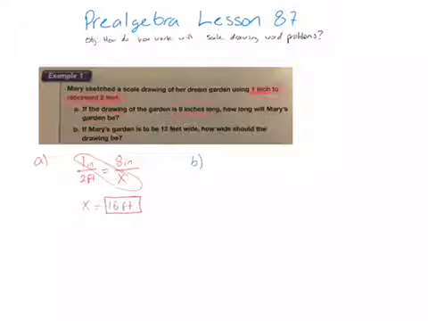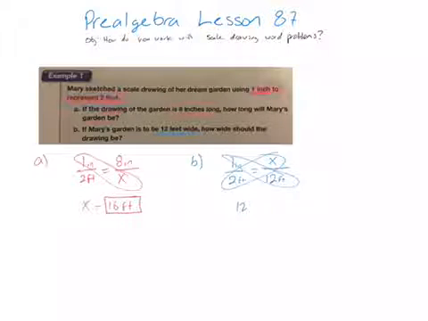For part B, it says if Mary's garden is to be 12 feet wide, so 12 feet wide, how wide should the drawing be? So this kind of gave us the other thing. We still have the same ratio here, 1 inch to 2 feet. But now, instead of giving us how long something was on the drawing, it's giving us how long it is in real life. So this 12 feet is going to go here. And I'll call this x, the length of the drawing. So my answer is going to be in inches. So I'm going to cross multiply. 12 times 1 is 12. X times 2 is 2x. Dividing by 2. X is going to equal 6. And again we said inches, so this is going to be 6 inches for part B.